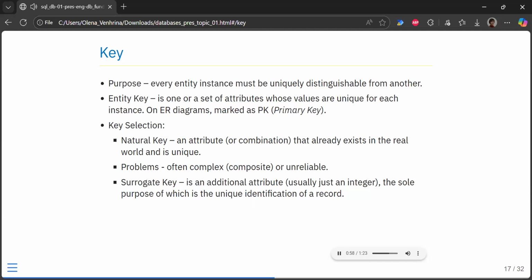Because of this, in modern design, the second approach dominates, the surrogate key. This is an artificial key. We simply add a new attribute to our entity, usually just a number, student ID, and its sole purpose is to be a unique identifier: 1, 2, 3, 4. It has no business meaning, but it guarantees uniqueness, will never change, and is extremely effective. This is the de facto industry standard.